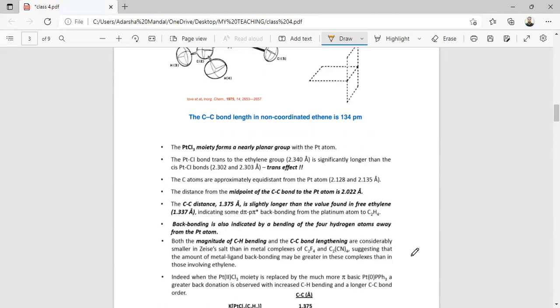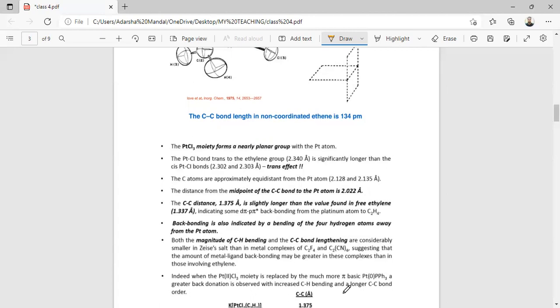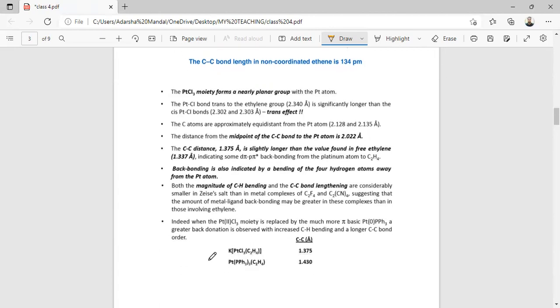That means electron withdrawing substituents on the ethylene moiety like fluorine or cyano will favor more back donation to the metal center, and that will increase the CC bond length, and the magnitude of the CH bending is more compared to ethylene. So when the PtCl3 moiety is replaced by the much more pi basic Pt(PPh3)2, a greater back donation is observed, that will increase the CC bond length.